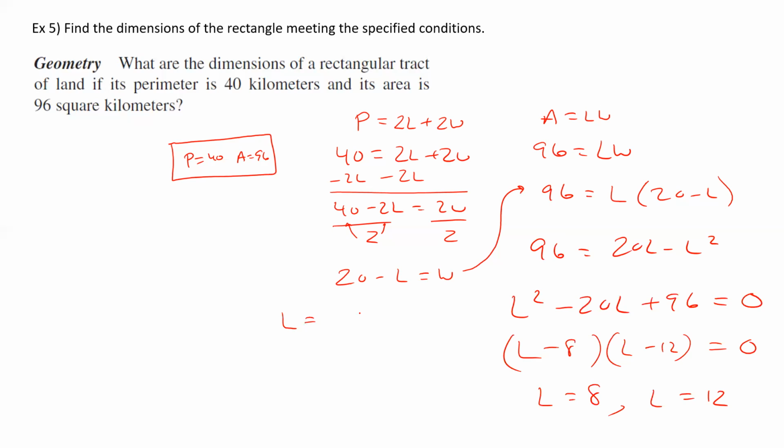If that's the case, then L is equal to, or W, sorry, W is equal to 20 minus L. So W, 20 minus 8 makes 12. But then W is 20 minus 12 makes 8. And yes, they are going to repeat themselves. Because the W and the L are really not specified, they could be interchanged. So in this case, we'll just choose the length to be the longer one. So I got 12 kilometers, and the width is 8 kilometers.